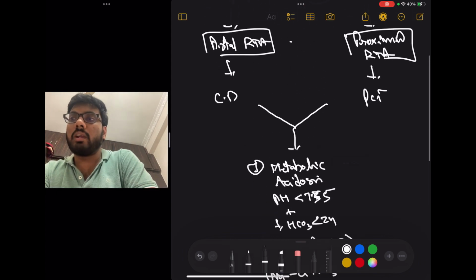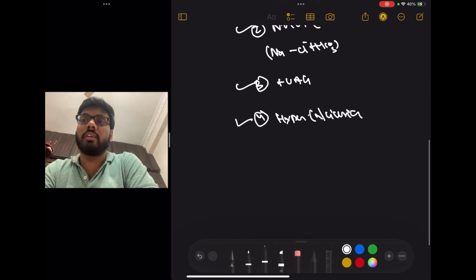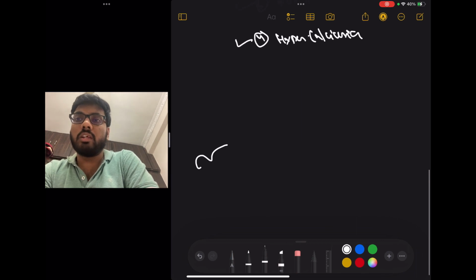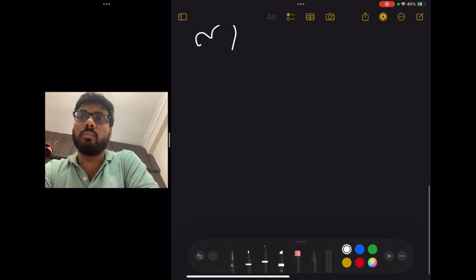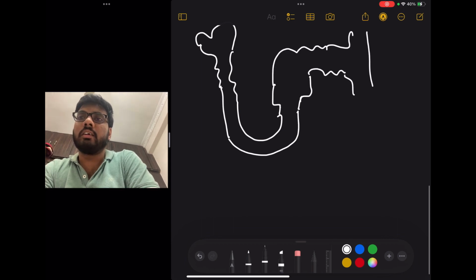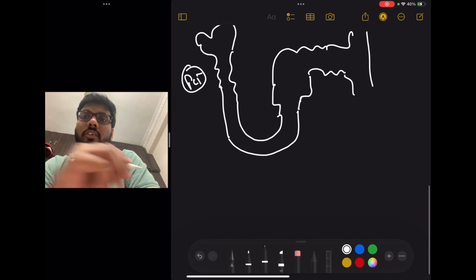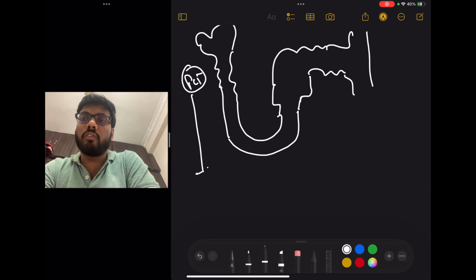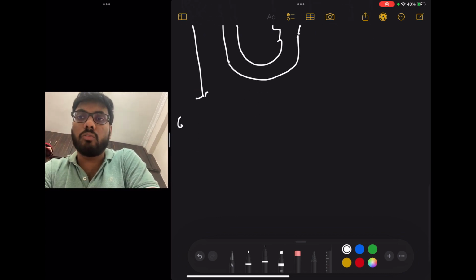I told that proximal RTA is a defect in the PCT, proximal convoluted tubule. So we have the glomerulus here. Here we have the proximal convoluted tubule. Here you have the loop of Henle, thin ascending limb, then the thick ascending limb, then the DCT, then the collecting duct. This is the PCT. Maximum solute is reabsorbed where? In the PCT, except magnesium.